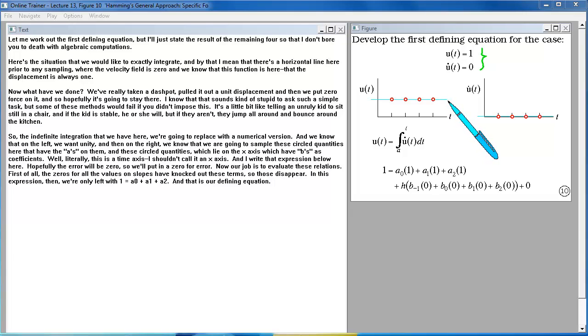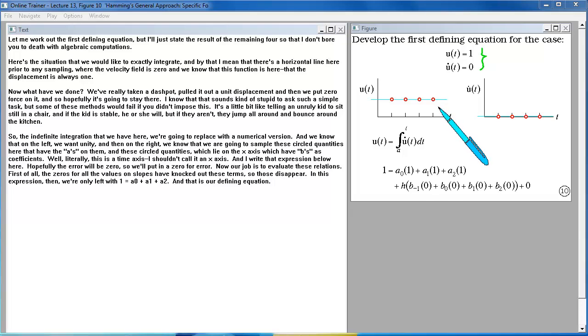Now what have we done? We really have taken a dash pot, pulled it out to 1 unit of displacement, and then we put 0 force on it. And so hopefully it's going to stay there. Now I know that that sounds kind of stupid to ask such a simple task, but some of these methods would fail if you didn't impose this. It's a little bit like telling an unruly kid to sit still in the chair, and if the kid's stable he will, but if they aren't then they jump all around and bounce around the kitchen.